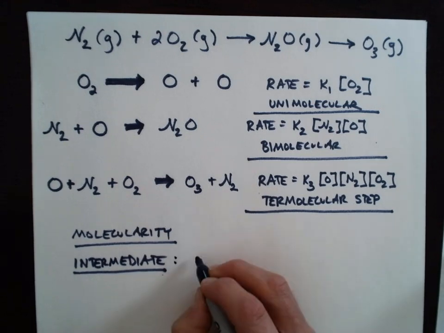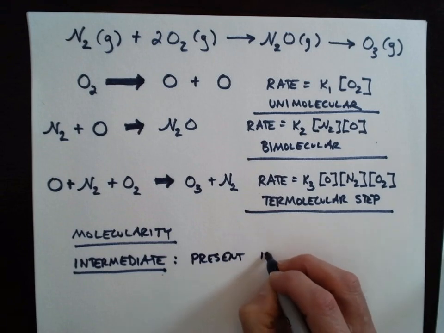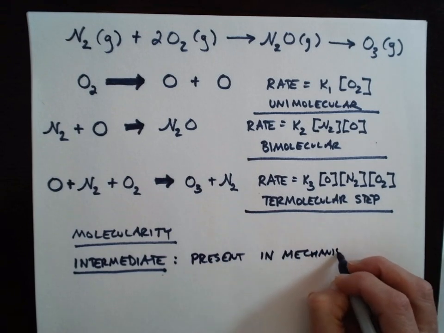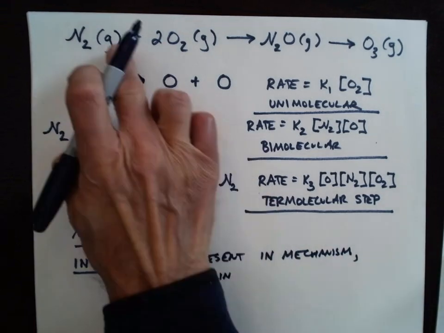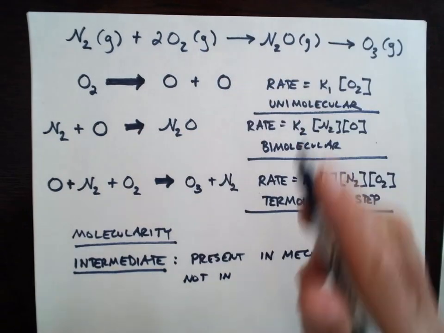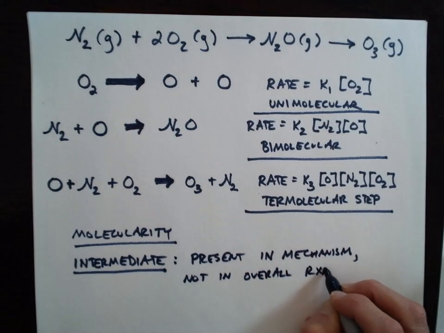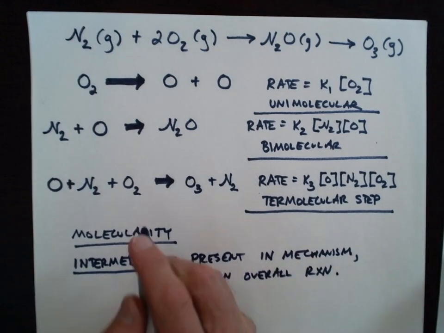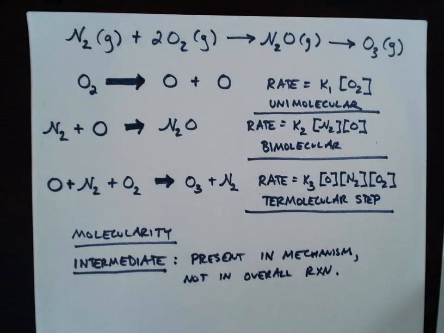Another way we can say this is present in the mechanism, but not the overall reaction stoichiometry. Present in mechanism, not in overall equation up here. You see the oxygen atom is not up here, not in the overall reaction. And again, notice these intermediates can be somewhat exotic, like free oxygen atoms. Those are highly reactive, and those are only going to exist for a short period of time.